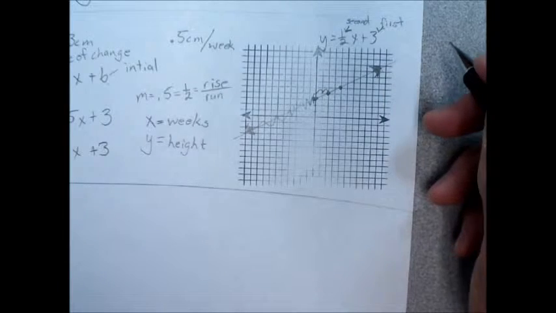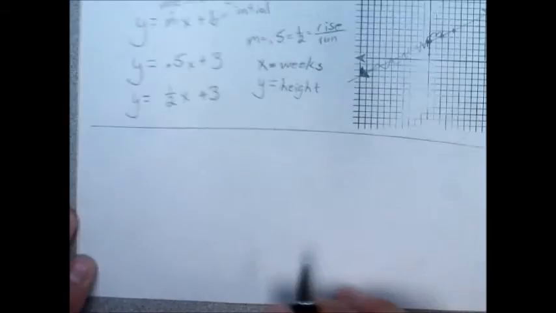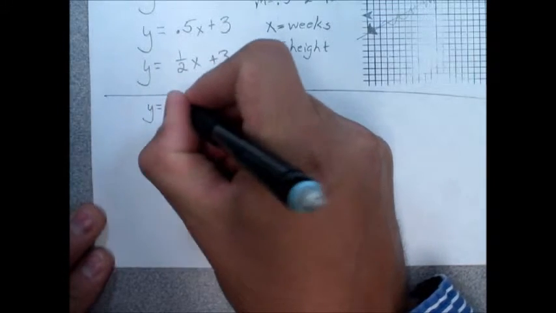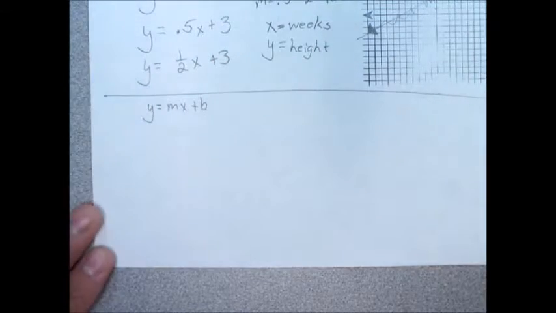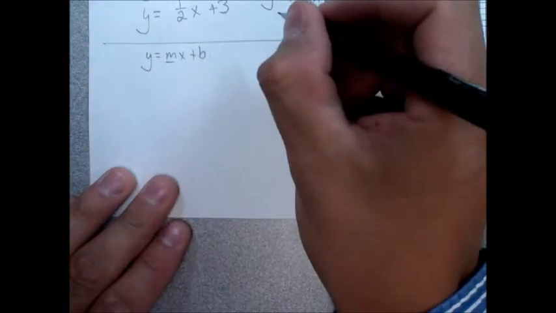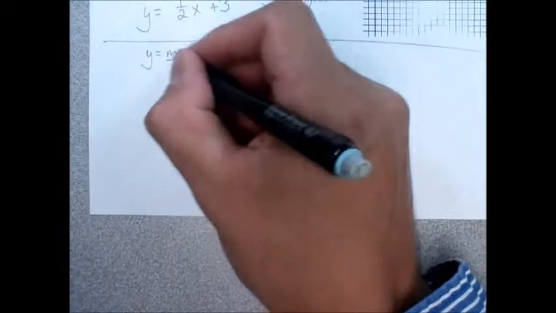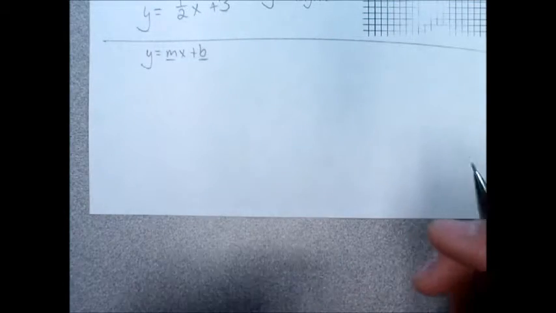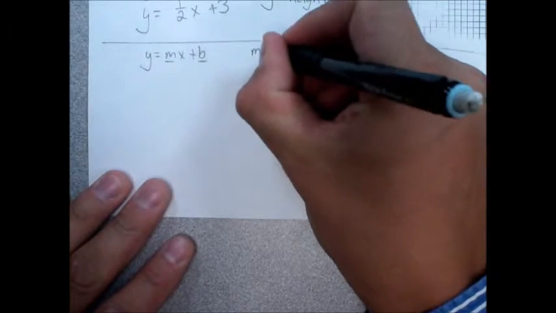Alright, let's go to the next one. Remembering always that if it gives us something to do with rate of change, it's probably going to fall into this format, y equals mx plus b. I want to look for my rate of change, my slope, my rise over run, all the same thing, and I want to look for something that's initial, something I started with.